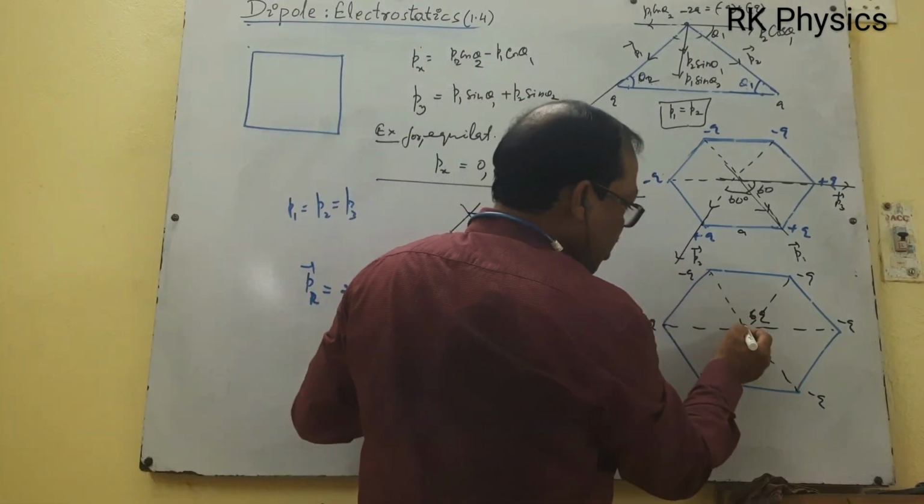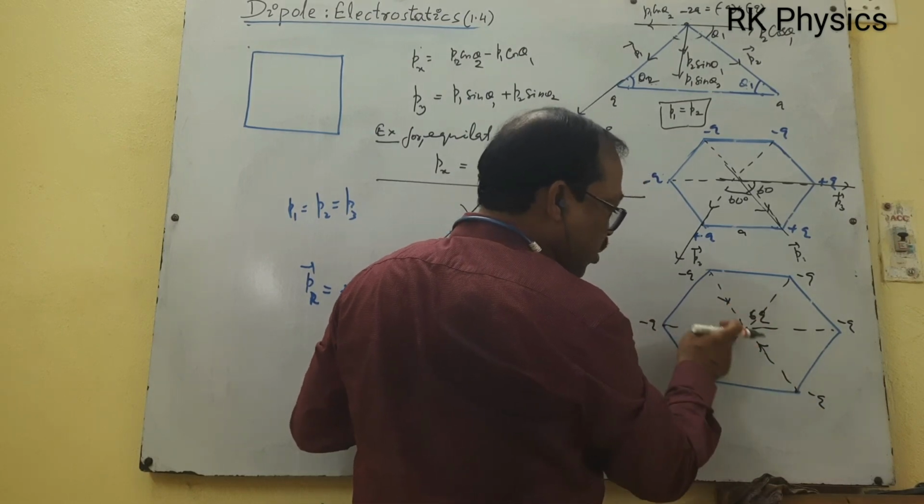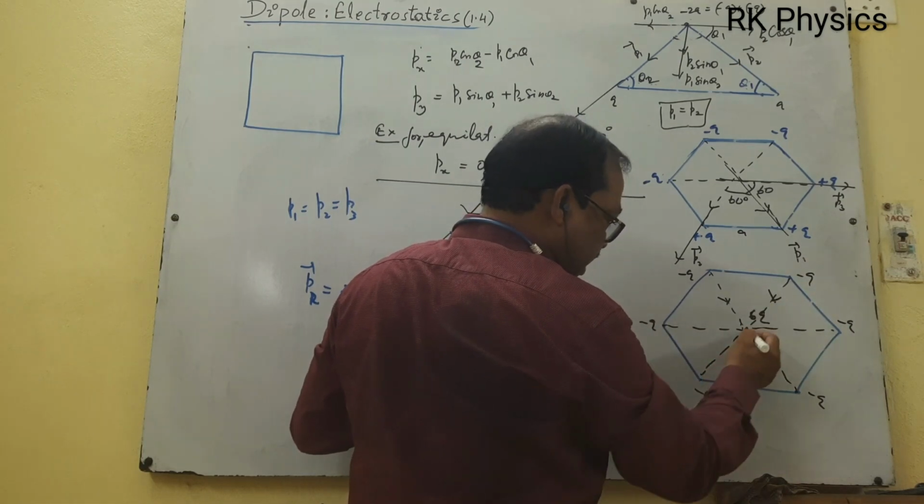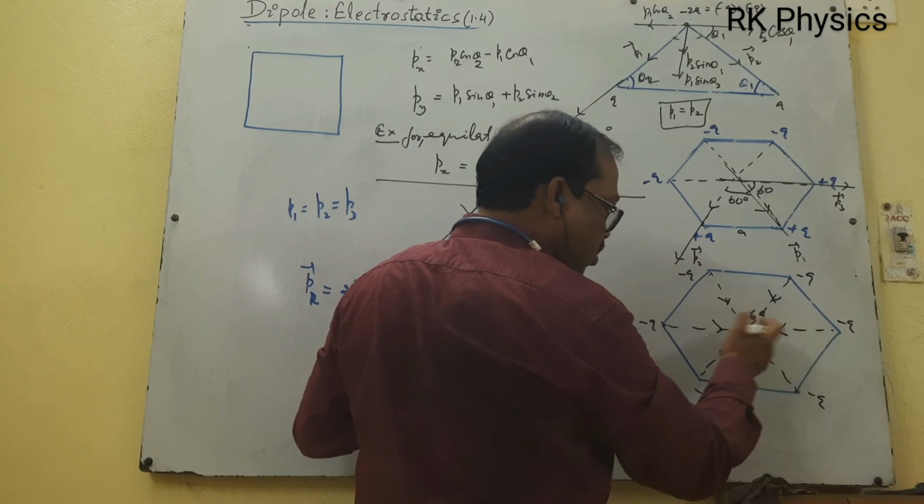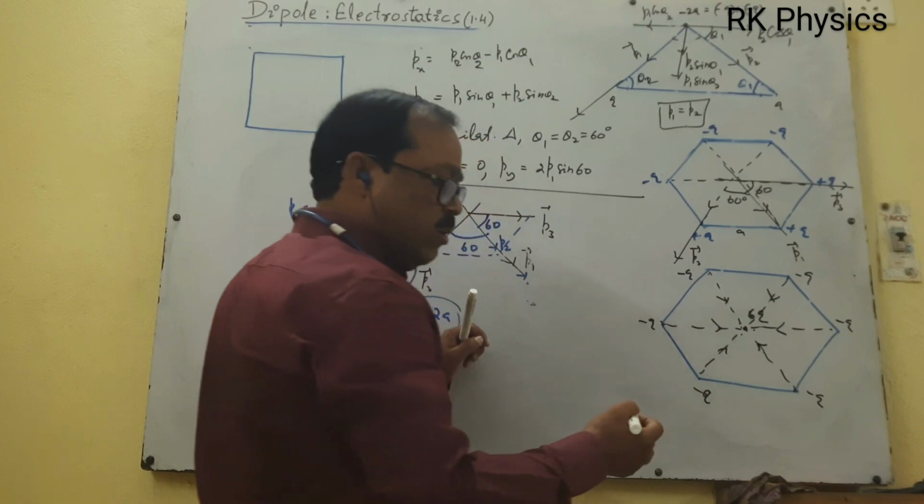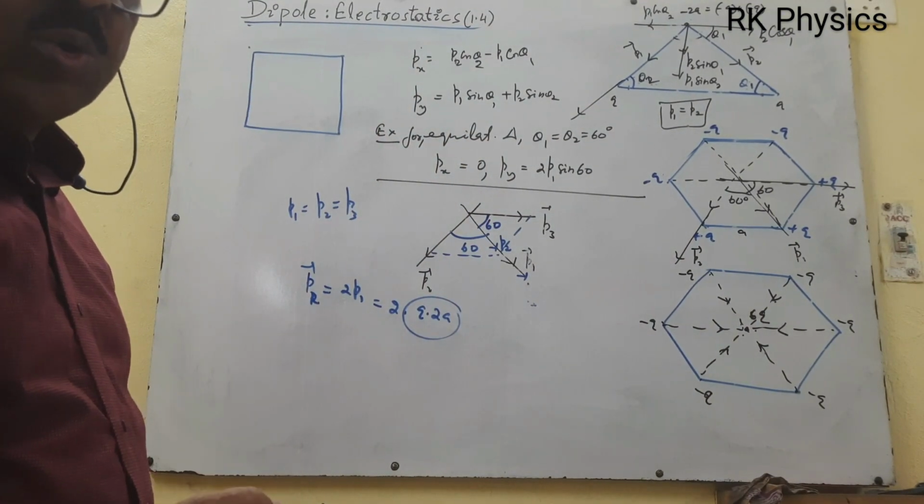Therefore these two represent a dipole, these two represent a dipole, and these two dipole moments cancel. This is one dipole moment, this is another dipole moment, they cancel. This is a dipole moment, this is a dipole moment, again they cancel. Therefore at this centroid, what is the resultant dipole moment? That is equal to 0.